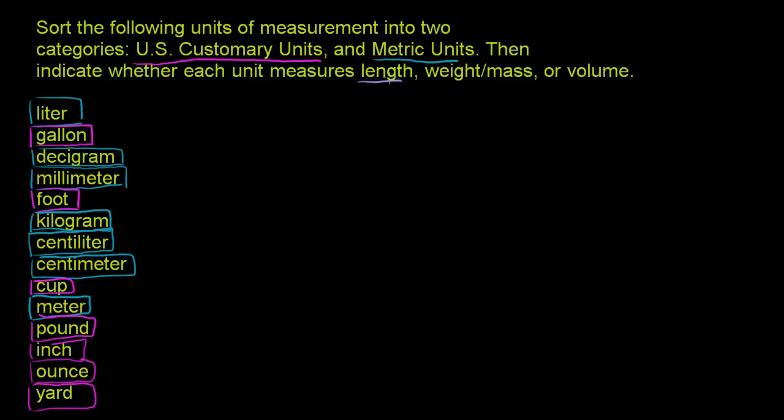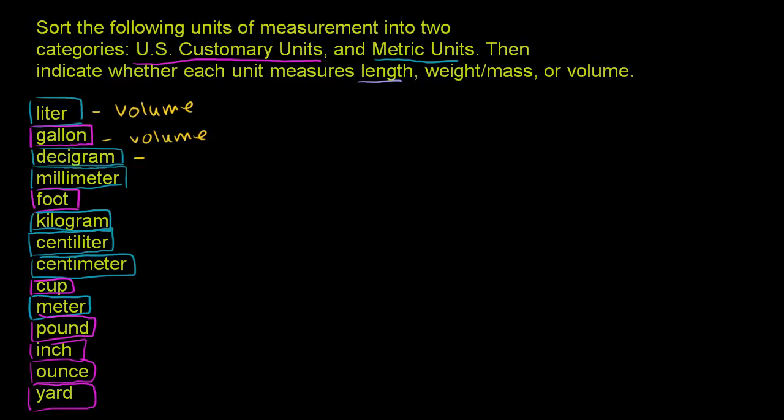So this is distance. This is moving in one dimension. Mass is how much stuff there is. Weight is the force that stuff is pulled on a planet by gravity, or I guess a star anywhere. And volume is how much space that stuff takes up. Now, let's think about it. Liter is volume. How much space do you take up? Gallon is also volume. That's in the US, and in the metric system, it would be liter.